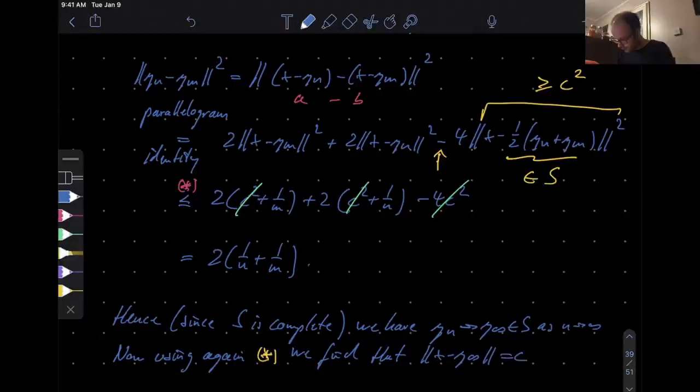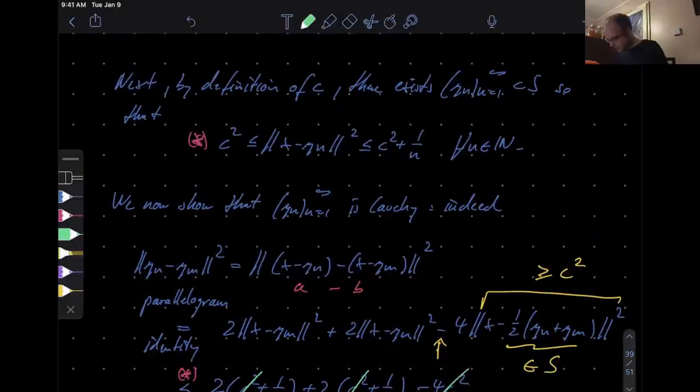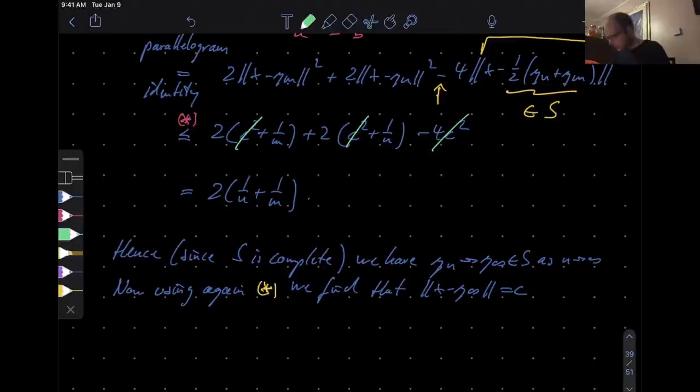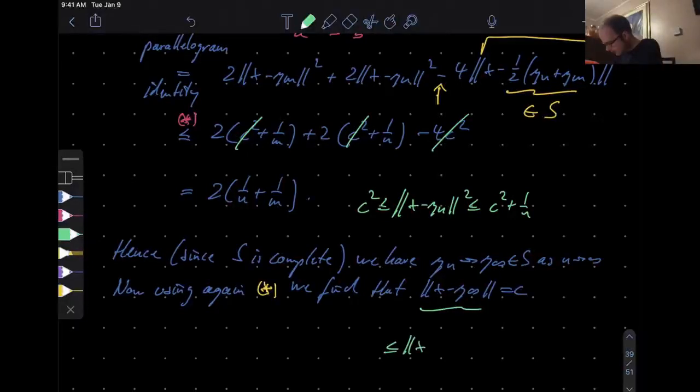So how do you conclude this? Well, maybe here in green. The yellow star, that's on the previous slide. So the yellow star was x minus yn squared is squeezed in between c squared plus 1 over n and c squared. So what you do is you start with this guy here. This is at most x minus yn plus yn minus y infinity.